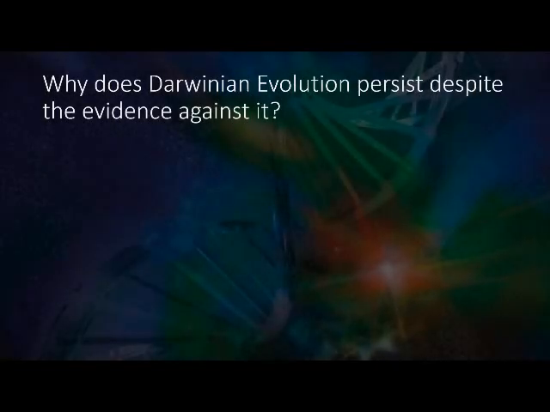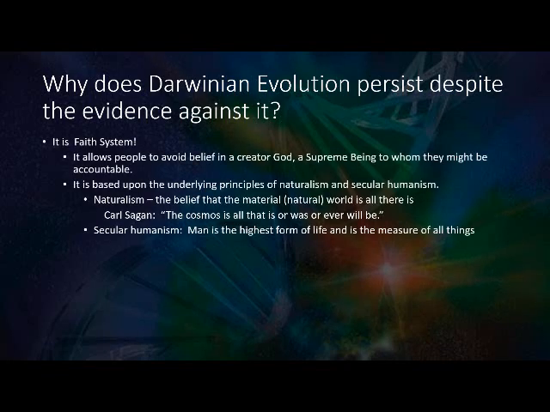So we might ask the question, why does Darwinian evolution persist as a widely accepted theory, despite the evidence against it? And I would argue that it's a faith system. It allows people to avoid belief in a God, a creator, a supreme being to whom they might be accountable. It is a faith system based upon the underlying principles of naturalism and secular humanism.